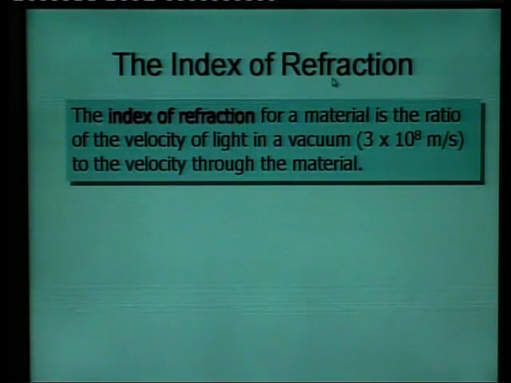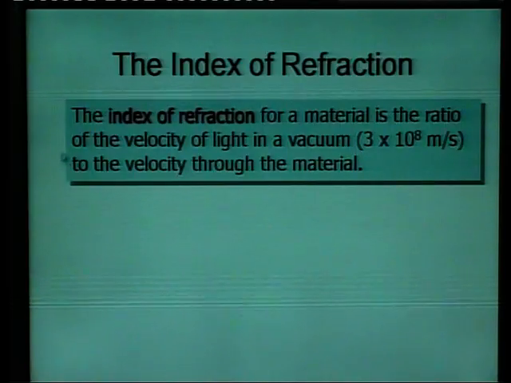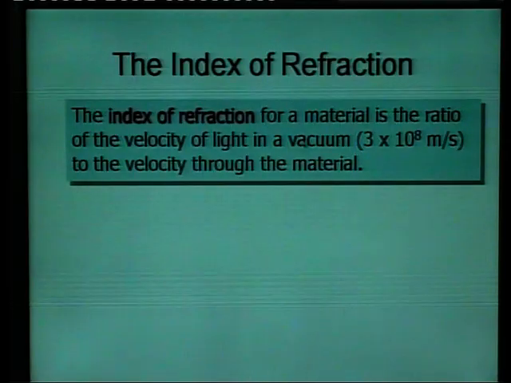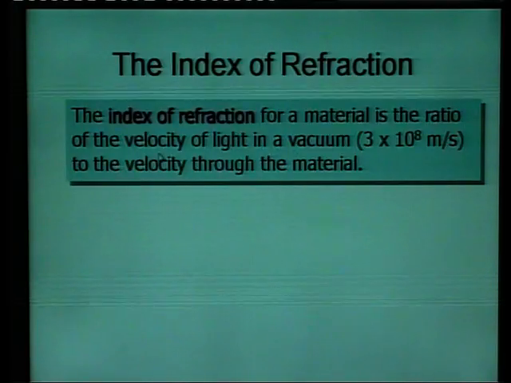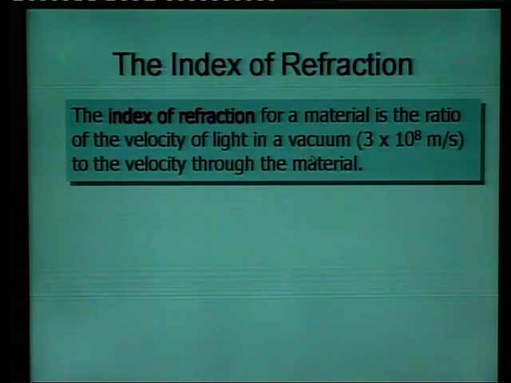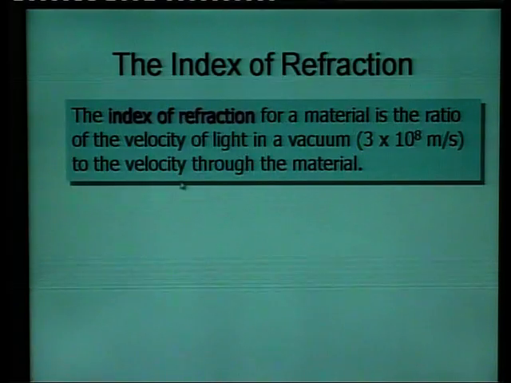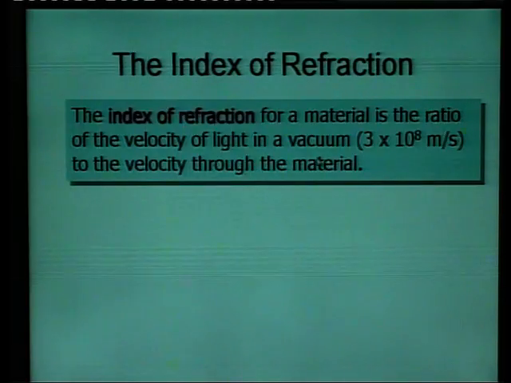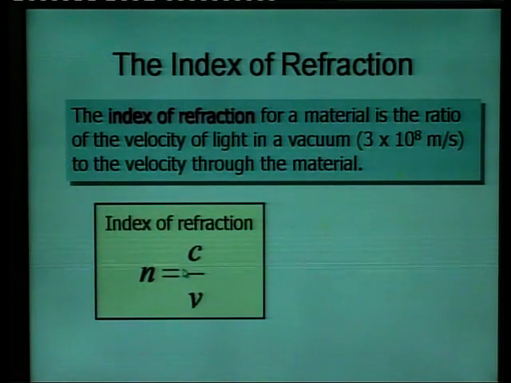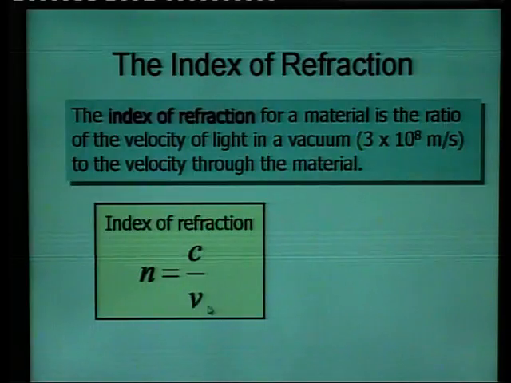Now next, what is this index of refraction? We are going to define it. The index of refraction for a material is the ratio of the velocity of light in vacuum to the velocity through the material. So the velocity of light in vacuum is 3 into 10 power 8 meter per second, and the second medium is the one which we are talking about. So the refractive index of a material is the ratio of the velocity of light in vacuum to the velocity through the medium about which we are talking. Then the index of refraction is given as n is c upon v. C is the velocity of light in vacuum and v is in the medium.